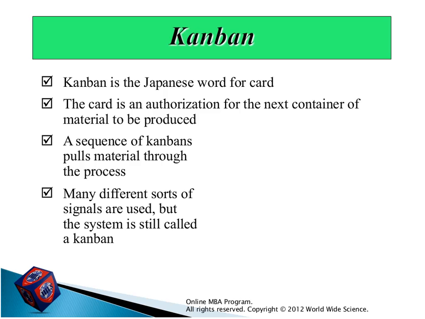Kanban is the Japanese word for card. The card is an authorization for the next container of the material to be produced or to be moved from one point to another point in workstation. A sequence of Kanbans pulls materials through the process. Many different sorts of signals are used, but the system is still called a Kanban. Card means signal. They often use a card to signal the need for another container of material.